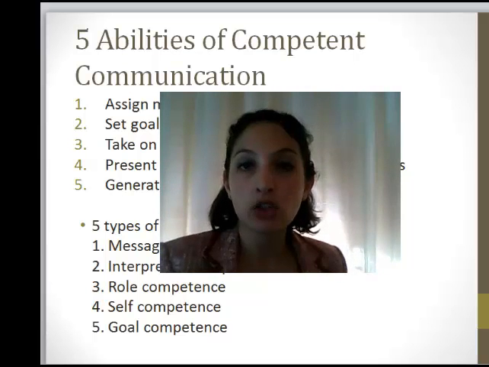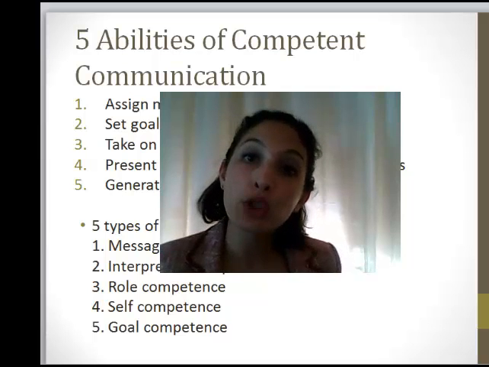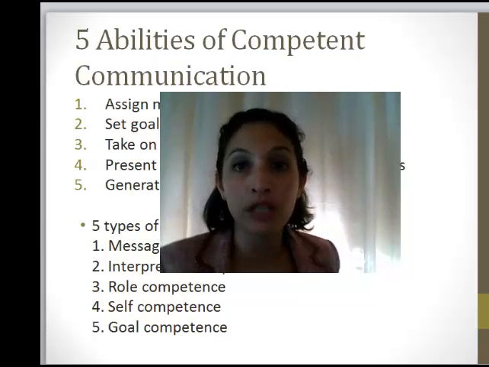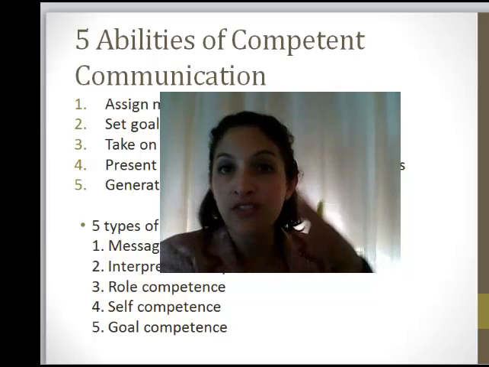And then, generate intelligible messages. So how do I communicate? What language do I use? What vocabulary do I use? How quickly do I speak? Do I smile? Do I not smile? Do I handshake now? Do I wait for them to look at me?